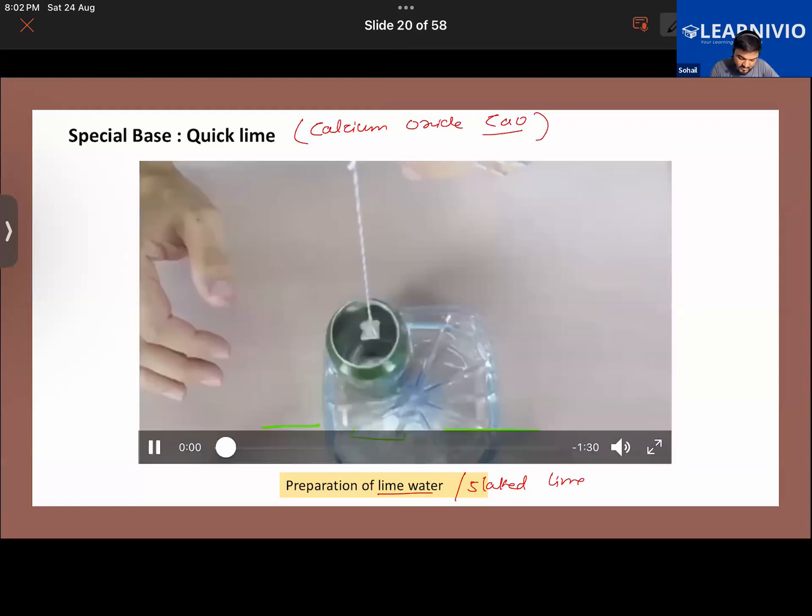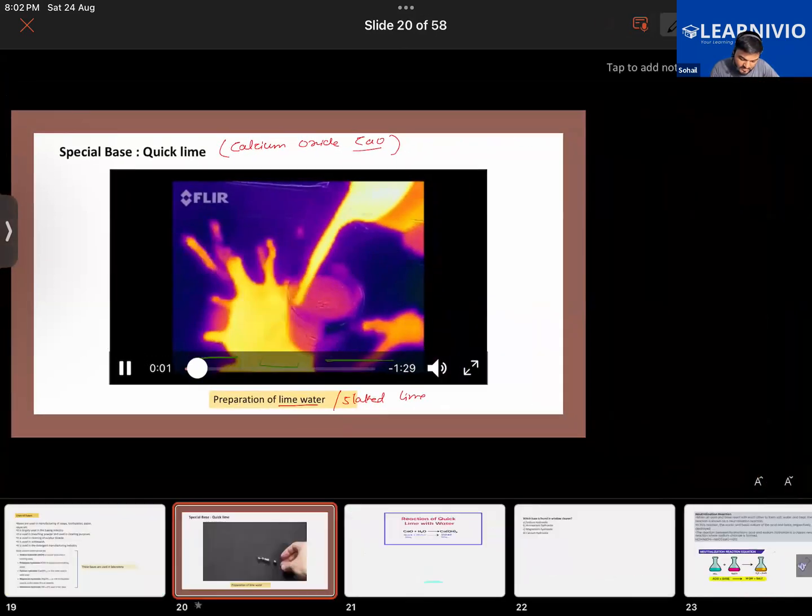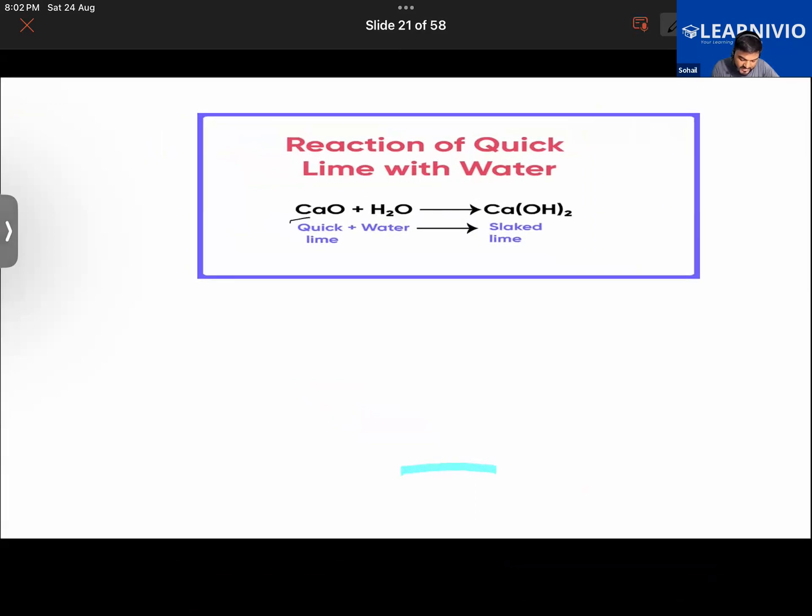If I were to sum it up, have a look at this. We took the calcium oxide, that is quicklime. We added some water, and then we got slaked lime. Now in this, heat was also given out. So this is how lime water or slaked lime is prepared.